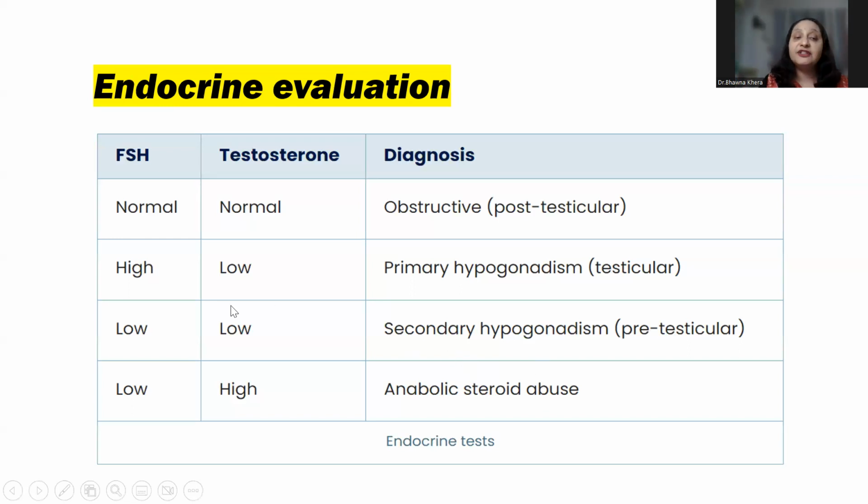So in this, FSH and LH is not produced in adequate quantity. So that is low. And now that low level of FSH and LH cannot stimulate testes to produce testosterone. So your testosterone is also low. So this is secondary hypogonadism and pre-testicular.